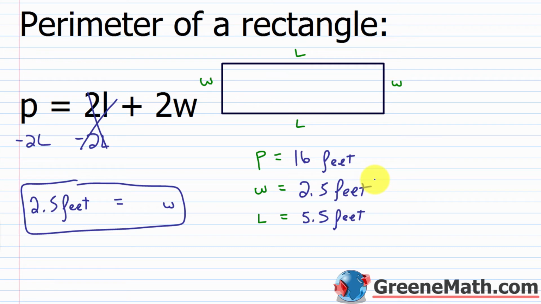So again, another great example of how we have an algebraic formula, we have more than one variable that's involved, and we can solve for whatever variable that we want. It's just based on the information that's given in the problem and what we need to find.